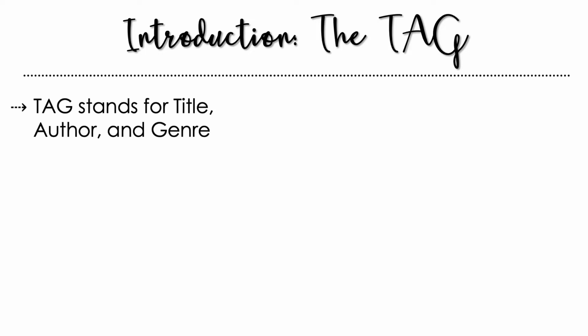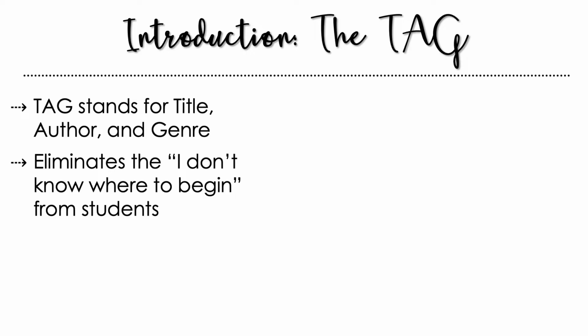So the tag stands for title, author, and genre. And what I love about the tag is that it completely eliminates from students "I don't know where to begin," or "I don't know how to start," or "I don't know how to write a hook," which we hear all the time. This is great because it's going to give them confidence, especially when we're first teaching them how to write a literary analysis essay. And once they really get the hang of tag and they feel comfortable with writing and their confidence has soared, then absolutely we can still teach them hook. But using tag to begin with gives students that initial confidence.